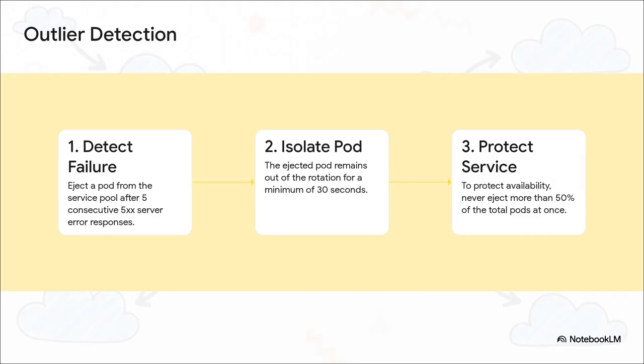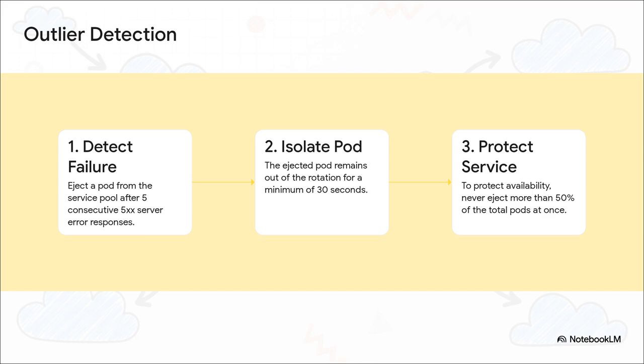So they use a feature called outlier detection, which you can just think of as a smart automatic circuit breaker. Here's how they set it up. If any pod returns 5 server errors in a row, bam! Istio automatically ejects it from the pool of healthy pods. It's put in a 30-second timeout.